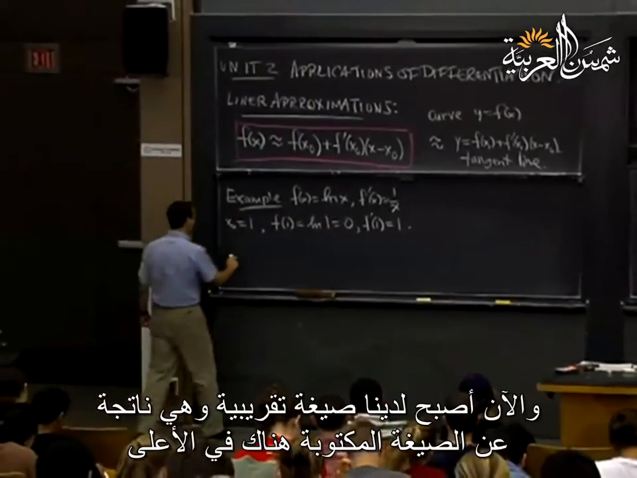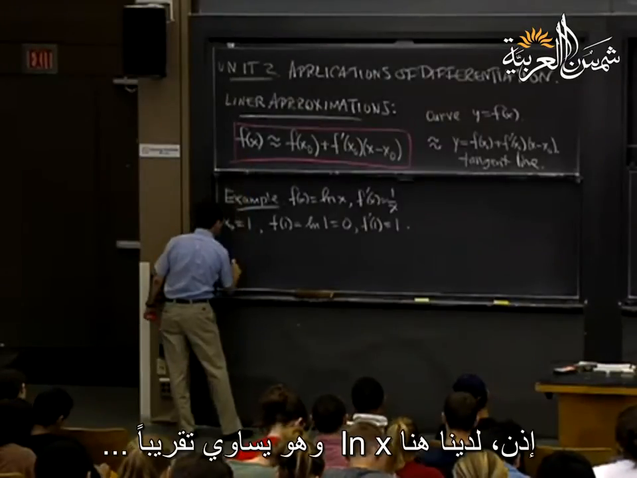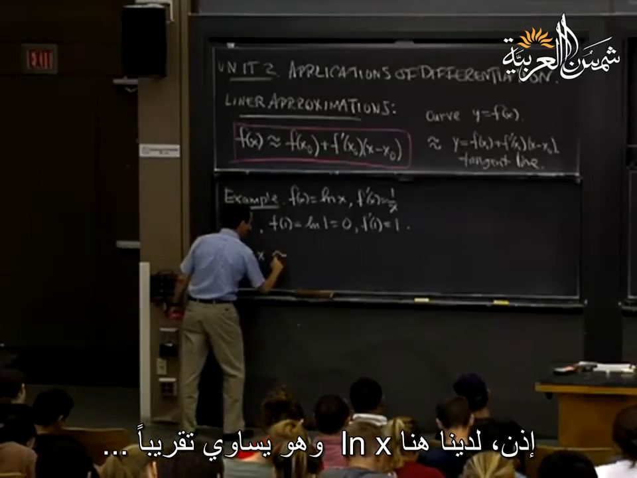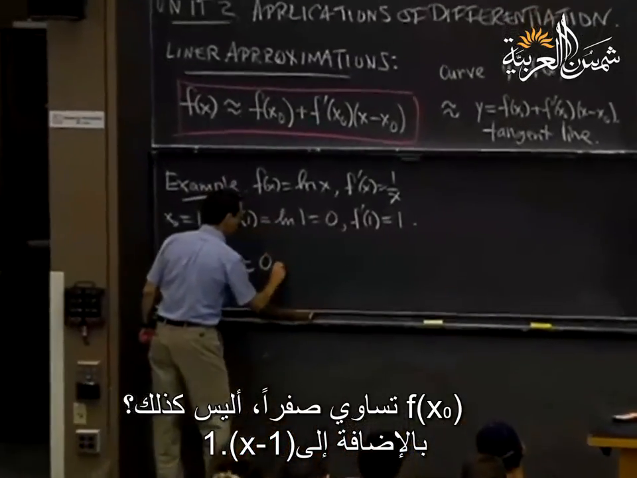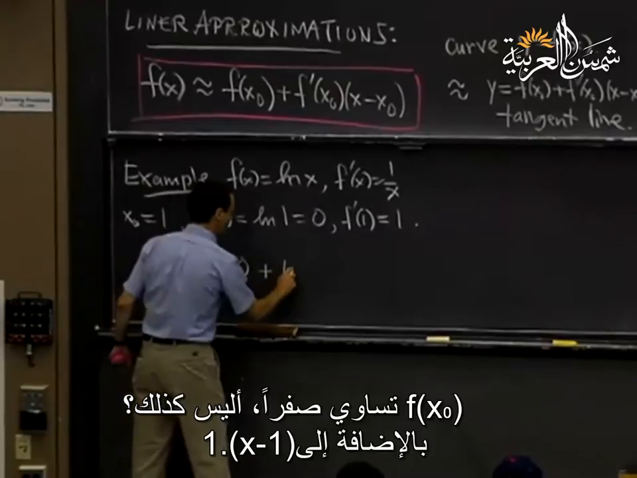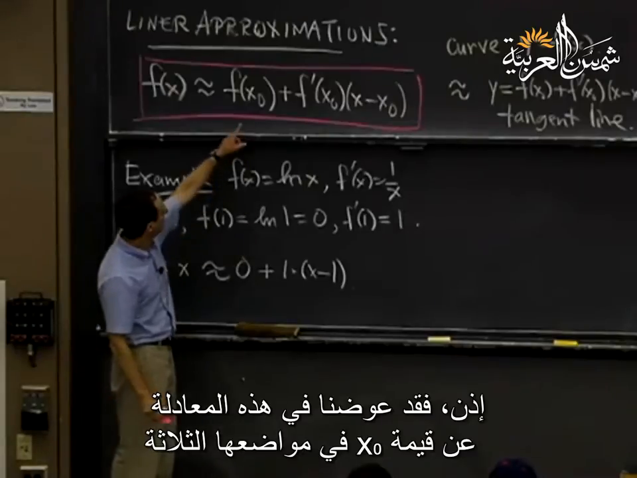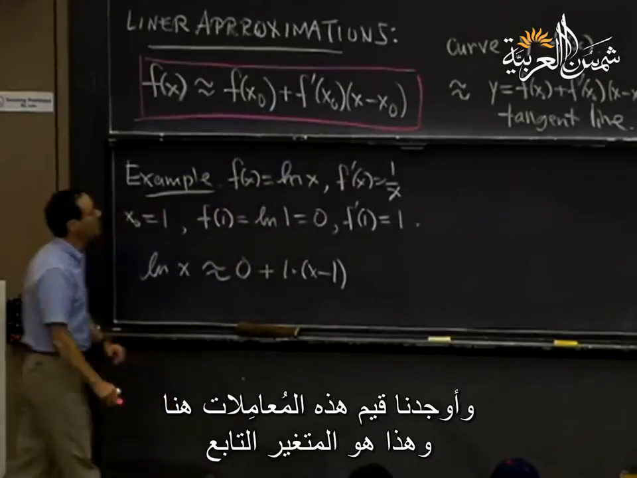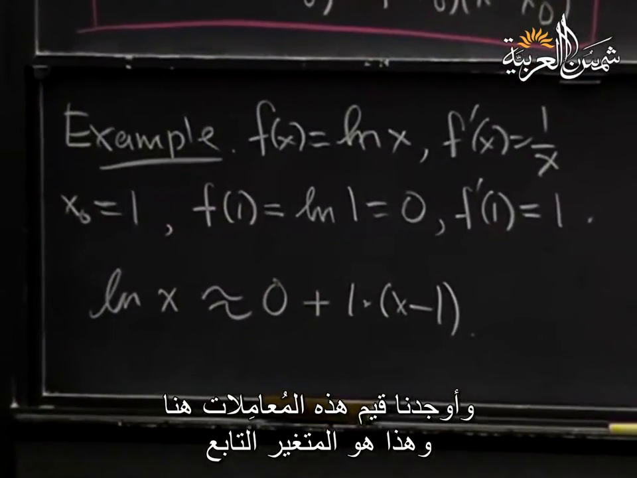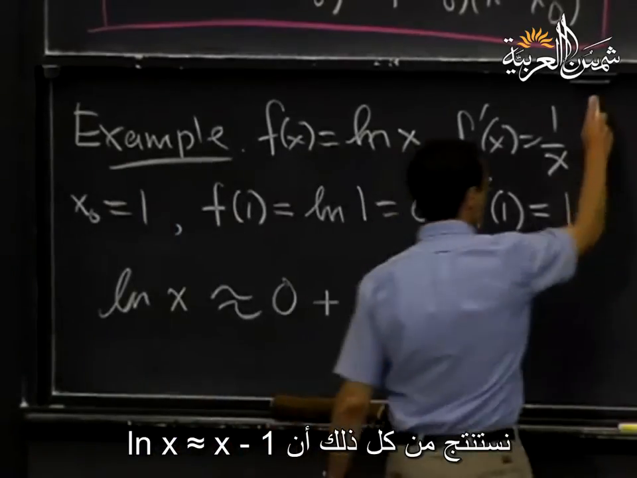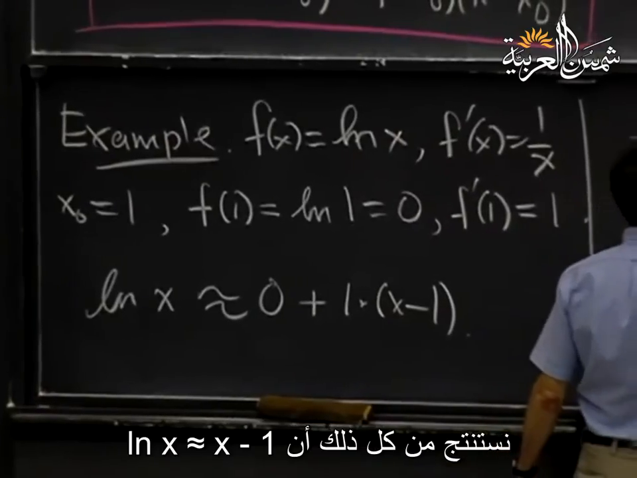All right? So now we have an approximation formula, which if I copy down what's right up here, it's going to be log x is approximately, so f of 1 is 0, right? Plus 1 times x minus 1. All right? So I plugged in for x0 in 3 places. I evaluated the coefficients, and this is the dependent variable. So all told, what I have here is that the logarithm of x is approximately x minus 1.